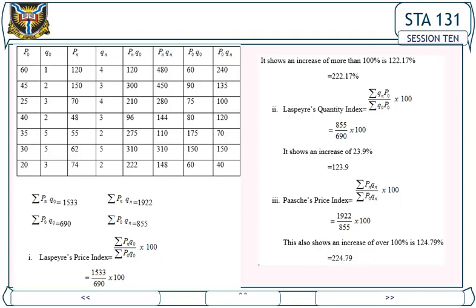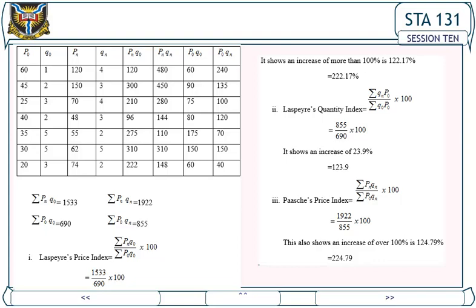Summation PnQ0 is equal to, summation PnQn is equal to, summation P0Q0 is equal to, summation P0Qn is equal to. 1. Laspeyres price index is equal to 222.17%. It shows an increase of more than 100%, that is 122.17%. 2. Laspeyres quantity index is equal to 123.9. It shows an increase of 23.9%.